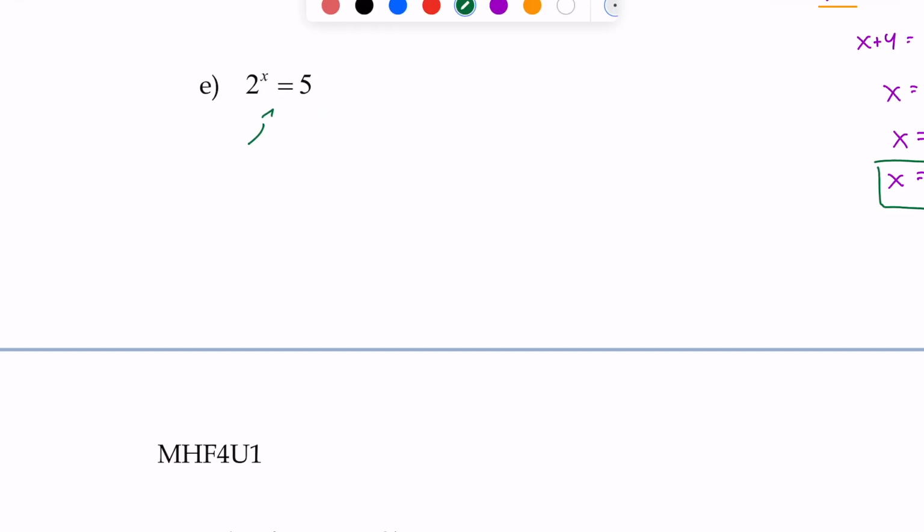And in order to solve this, this is where this unit is going. We are going to learn something called logarithms, okay? So you need to use logs. So that's eventually where we're getting to: how to solve exponential problems where you can't equate the bases. So that's how you would solve E.